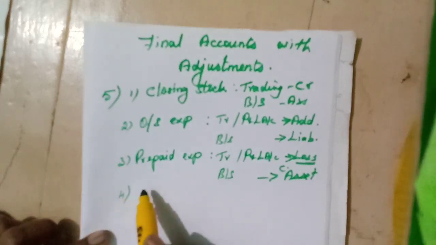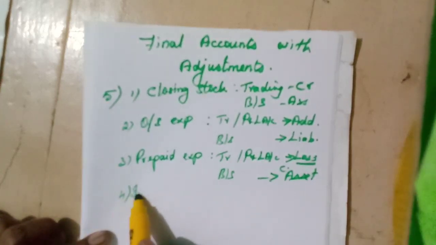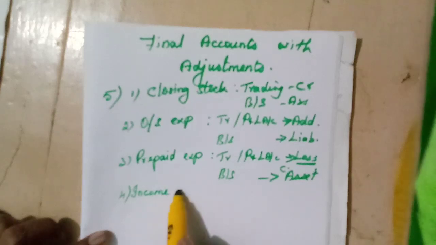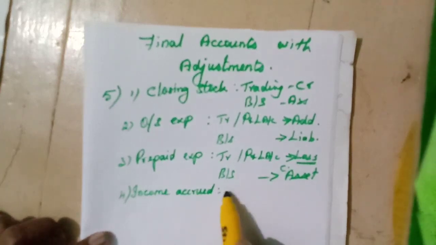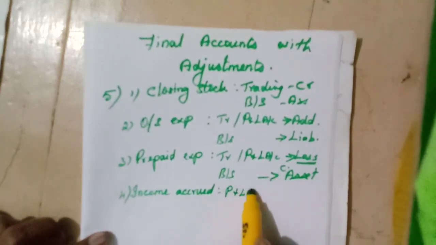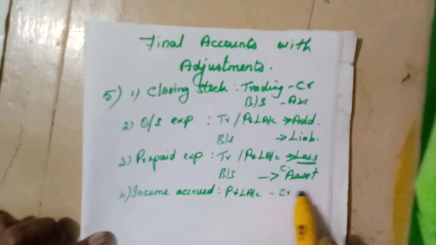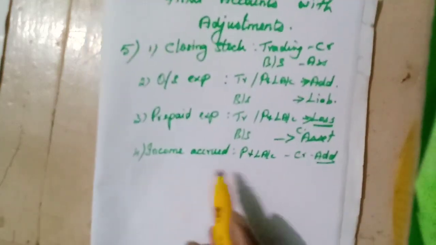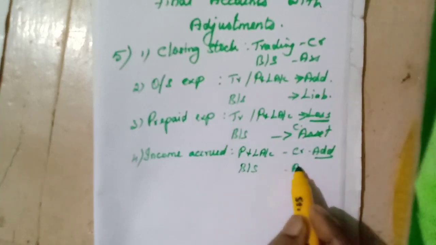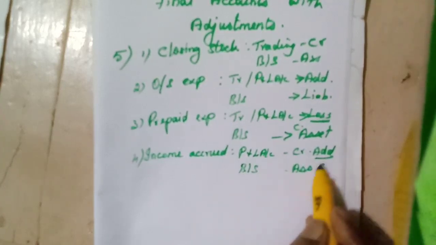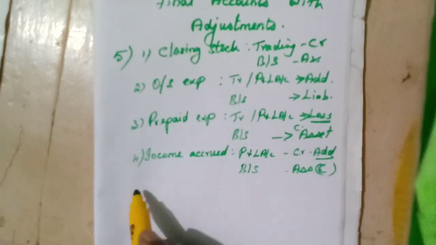Next one related to income. Income accrued but not received. This one, in the profit and loss account credit side, we should add along with the concerned income. Then in the balance sheet it is an asset, current asset.